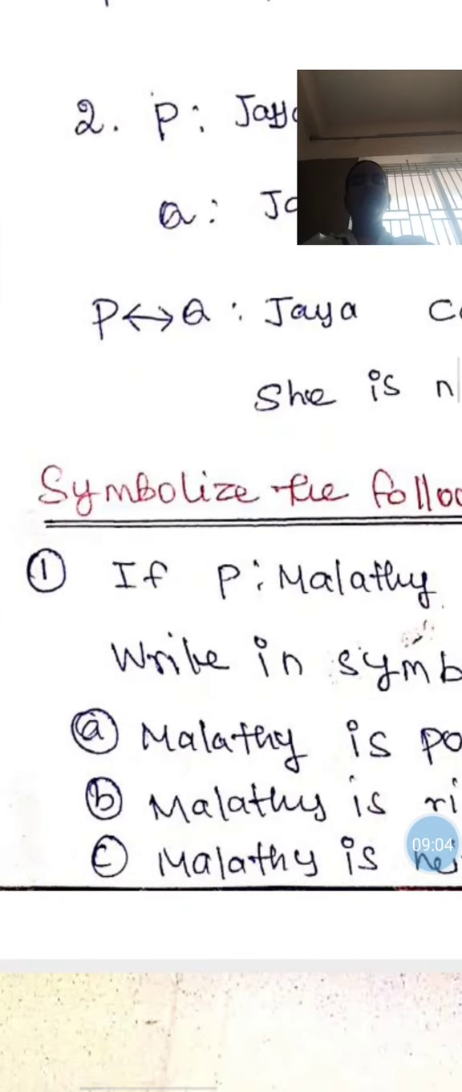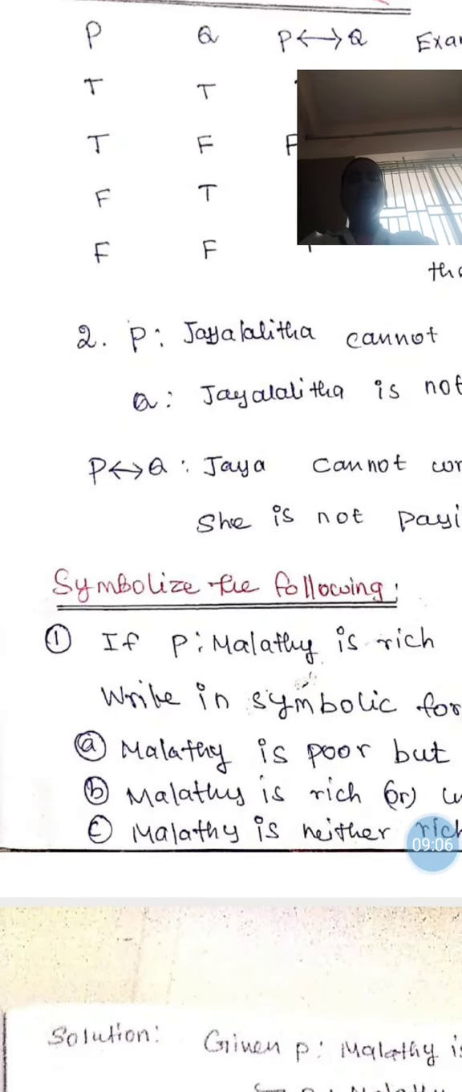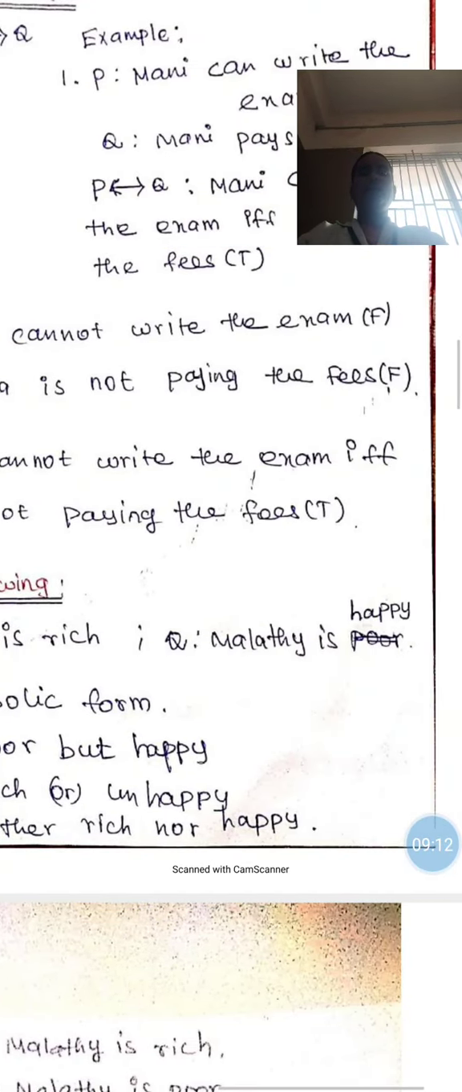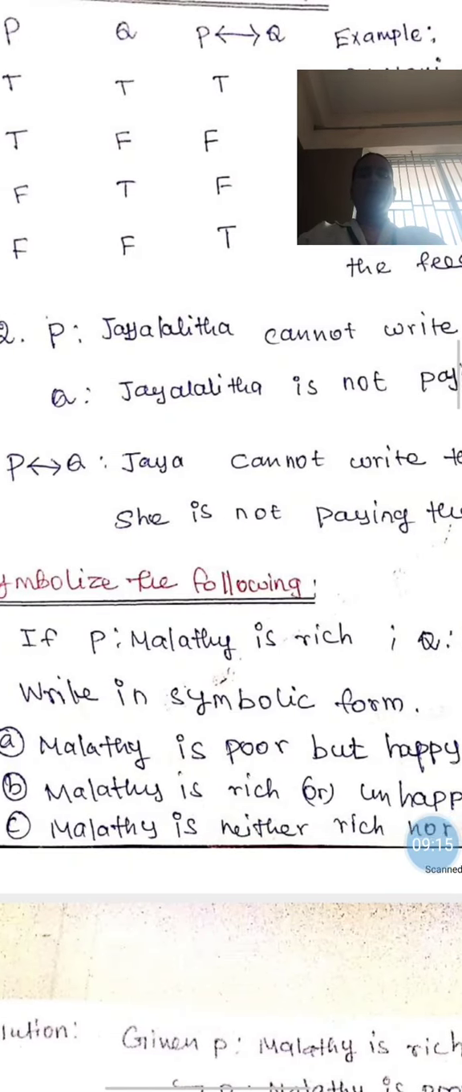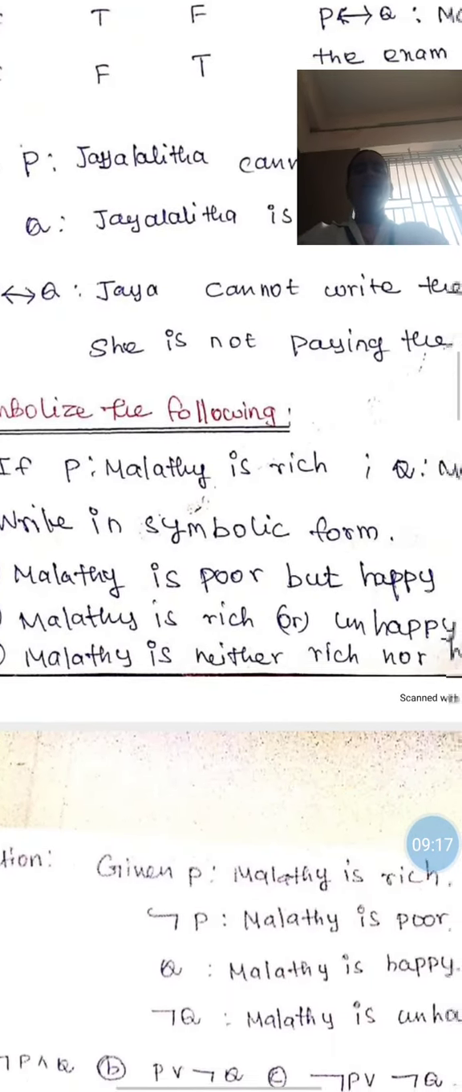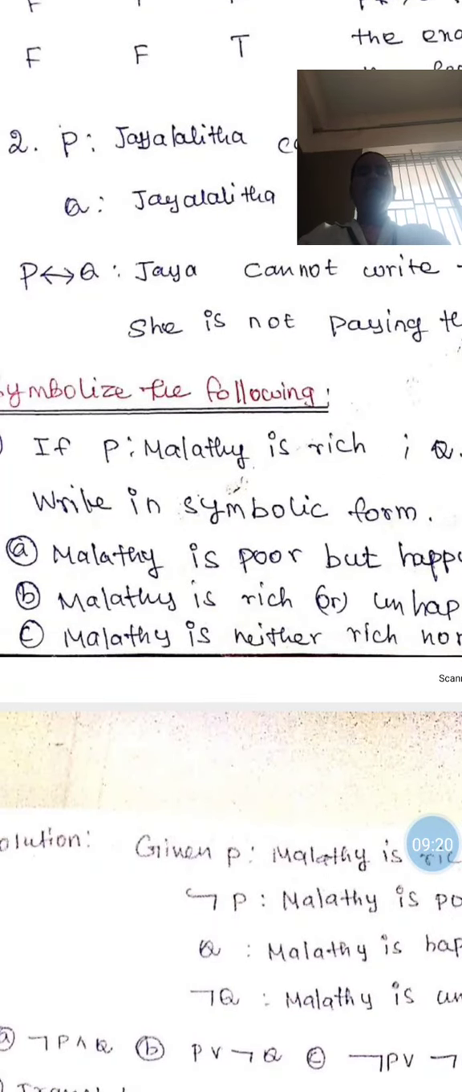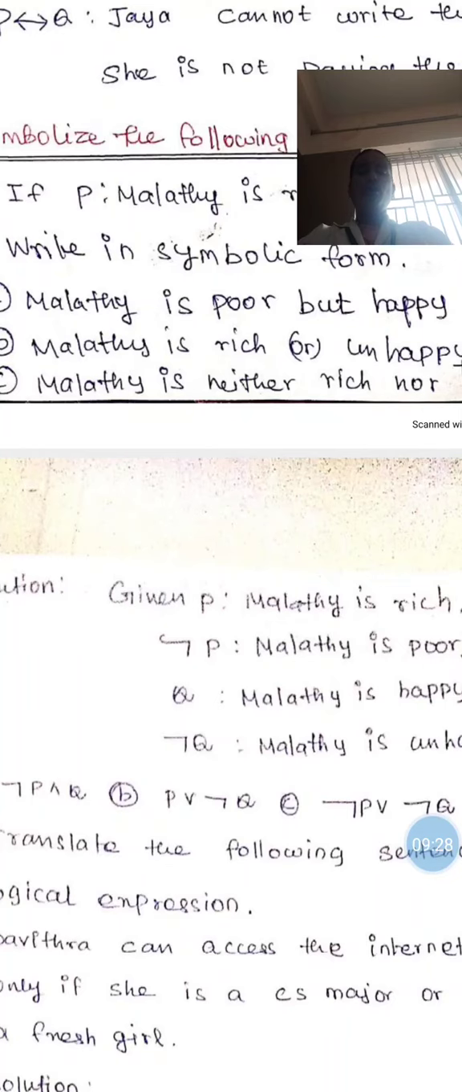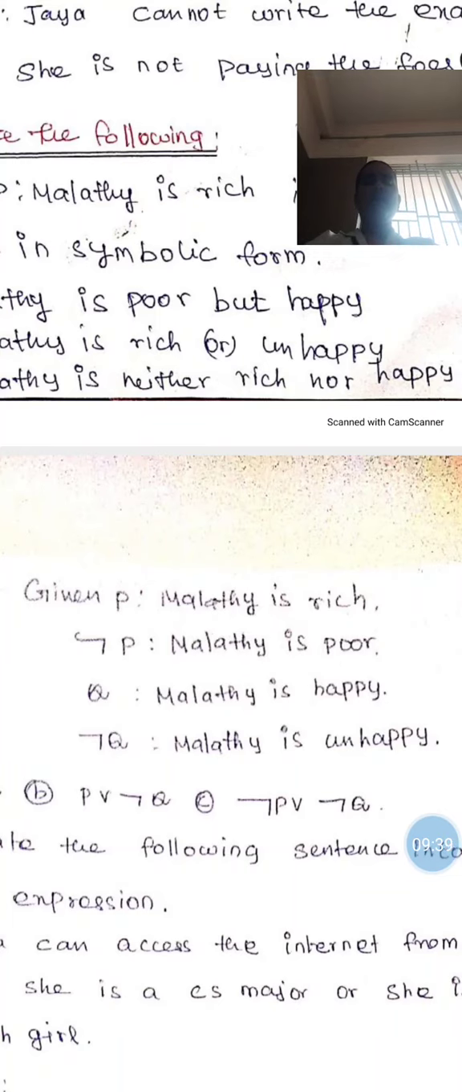Okay. Next we write the symbolic form of the following statements. Given that P is Malathi is rich, and Q is Malathi is happy. Write in symbolic form: Malathi is poor but happy, Malathi is rich or unhappy, Malathi is neither rich nor happy. First we denote P, that is Malathi is rich. Then negation P, Malathi is poor. Q, Malathi is happy. Negation Q, Malathi is unhappy.